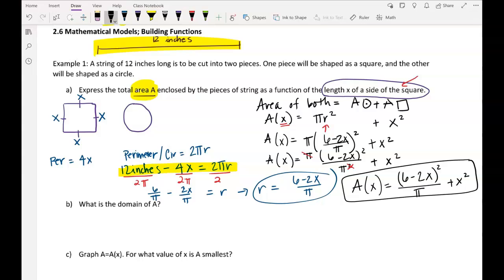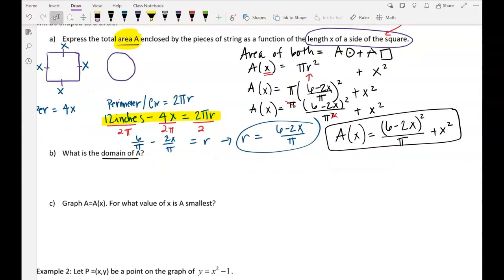B, what is the domain of A? Okay, so now it wants to know the domain of A. Well, what on earth is A? What A are they talking about? They're talking about this A. Remember, anytime you are reading a question, make sure you know what each variable represents. So it said, well, you have an equation, now tell me what the domain is. Well, would you guys agree the domain means what input, what x has to be?